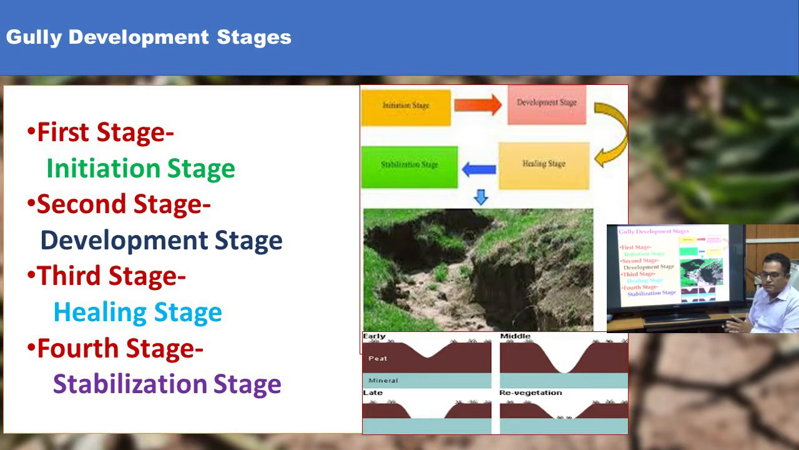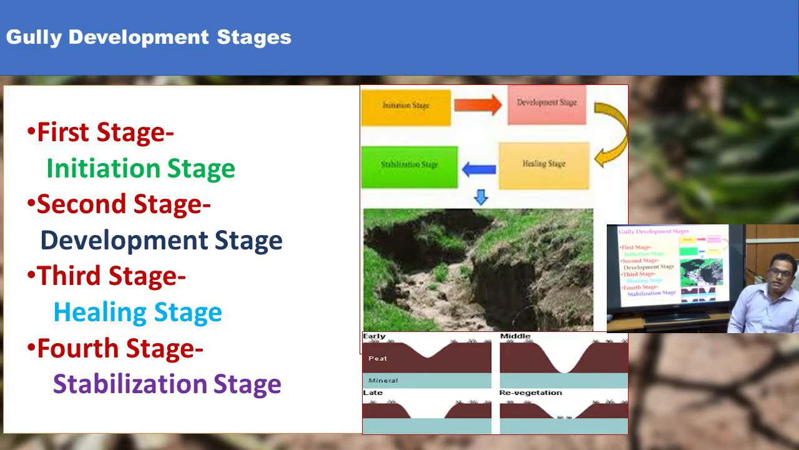In the second stage, the development stage, the gully develops in dimension, both in depth as well as in width. And if there is flow of water, higher rainfall with higher volume, or runoff with higher volume, this will continue on a long strip. So this is the second stage, the development stage.